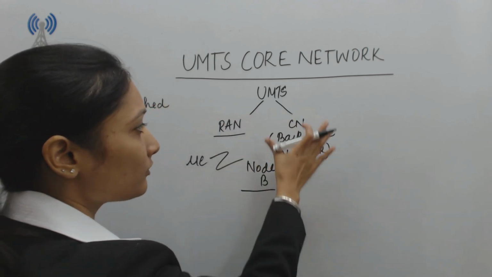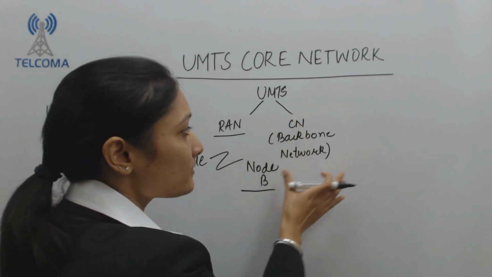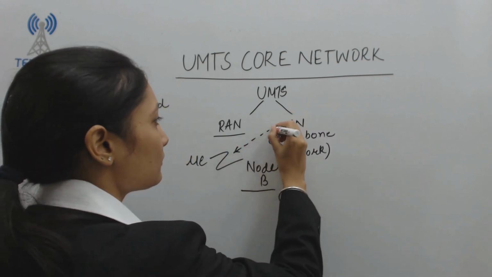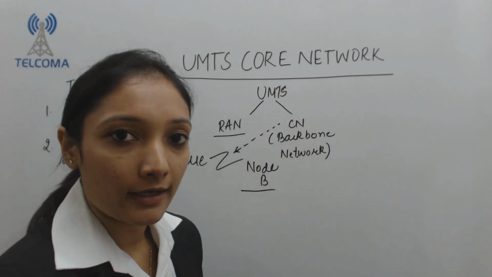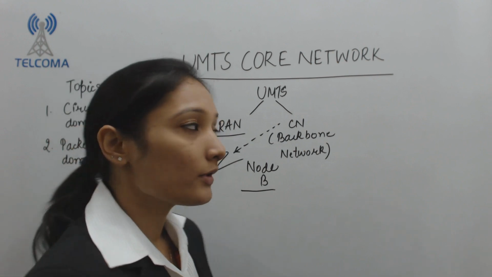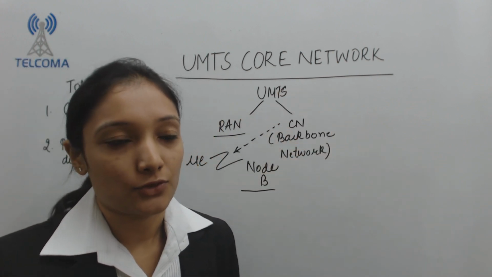So today we will be studying the core network, because we know that the end services of the core network are provided to users when they are connected with the help of the radio access network. So today we will be studying the core network of the UMTS architecture.